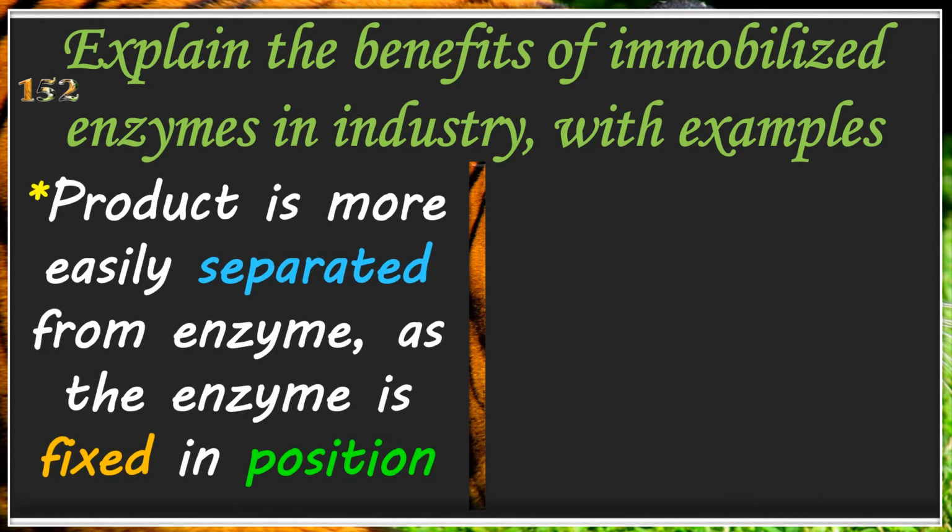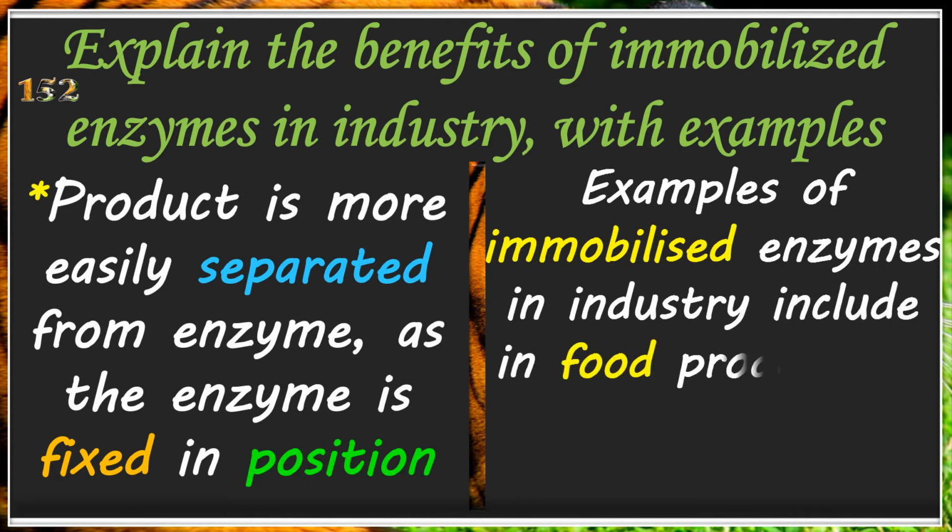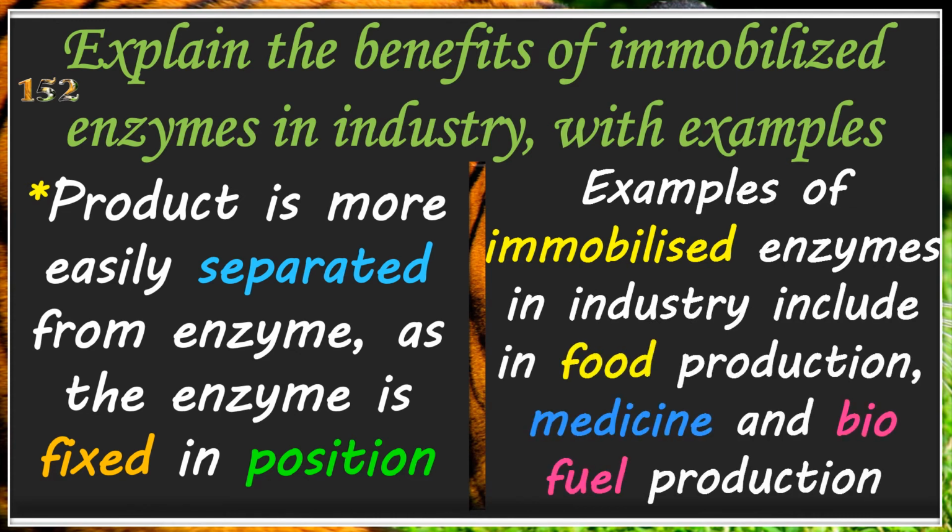Product is more easily separated from enzyme as the enzyme is fixed in position. Examples of immobilized enzymes in industry include food production, medicine, and biofuel production.